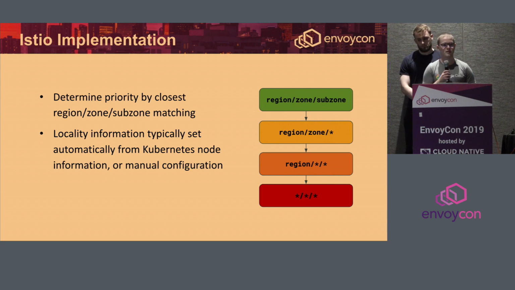In a normal, typical deployment on Kubernetes, we are able to extract this information automatically from the Kubernetes node. For other cases where you're running on VMs, or if you're calling, say, external services, you can also manually configure the localities per endpoint.